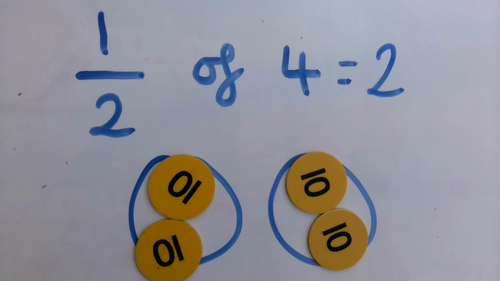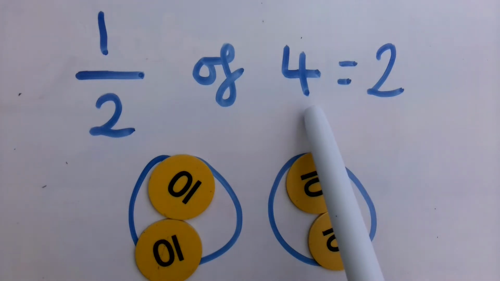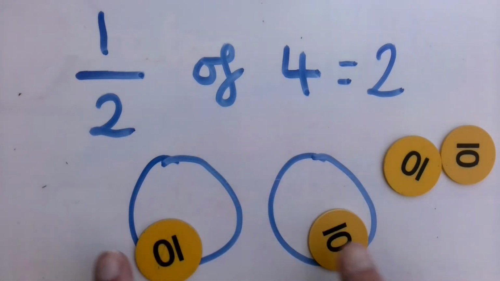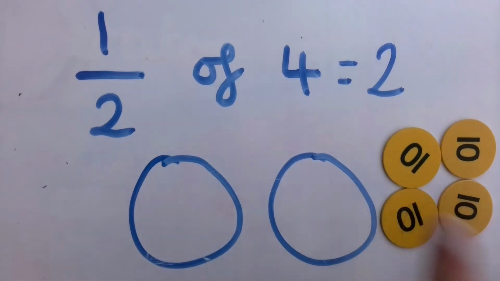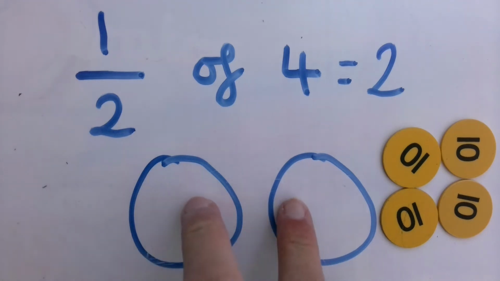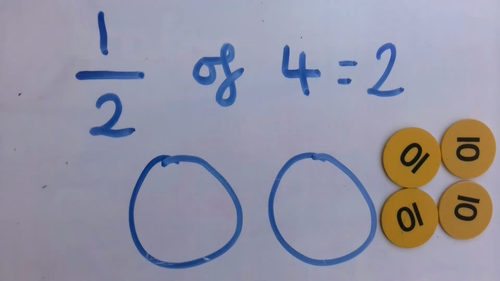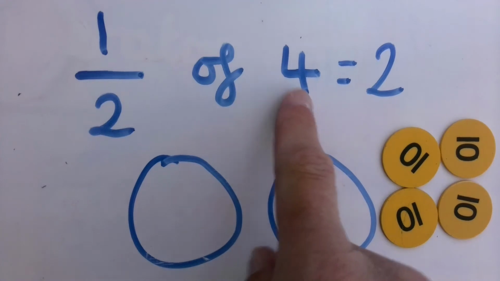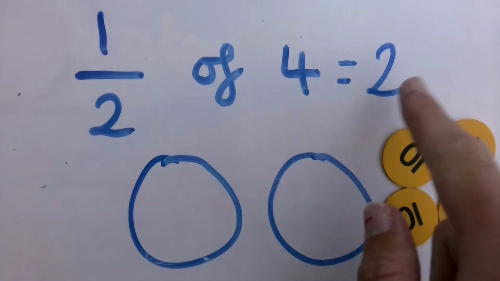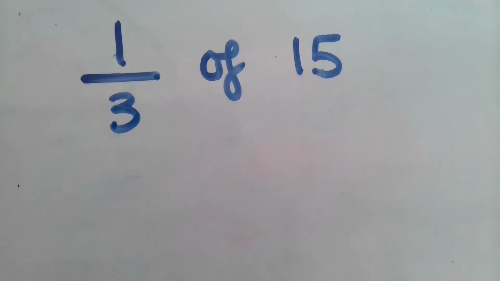There's another link that we can make now, linked to division. If we have our whole, which was 4, let's put it over here. Here is our whole of 4. We are putting them into 2 equal groups. We're actually doing 4 divided by 2, which equals 2.